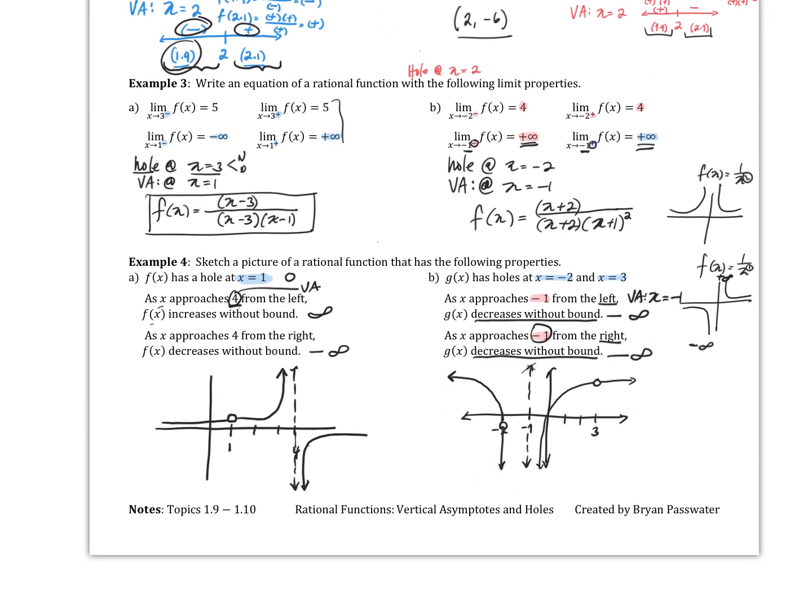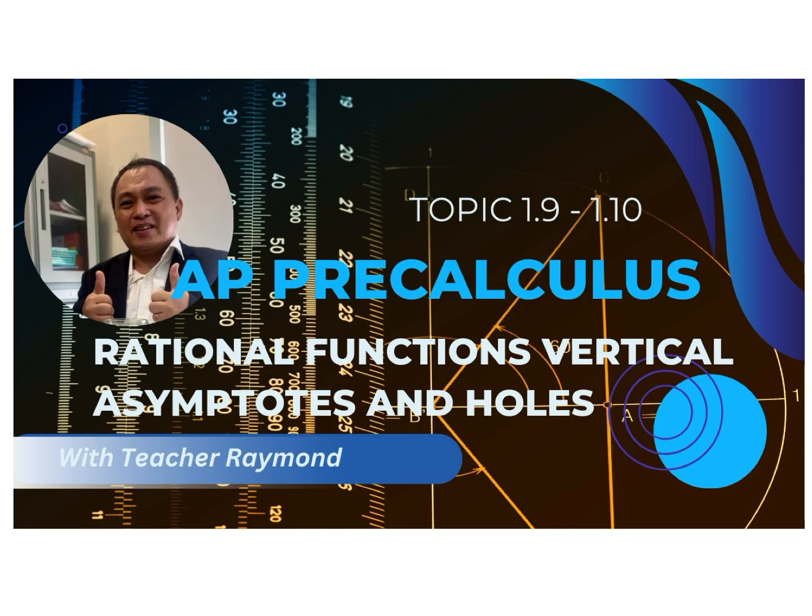So that's all for this lesson. This is all about topics 1.9 and 1.10 on AP Pre-Calculus regarding rational functions, vertical asymptotes, and holes.